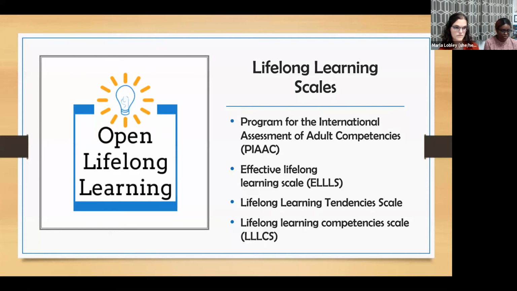So this picks up on traits. Effective lifelong learning skills is the second one on the skills list, as this is one of the skills that we are also using to measure the efficacy of lifelong learning.